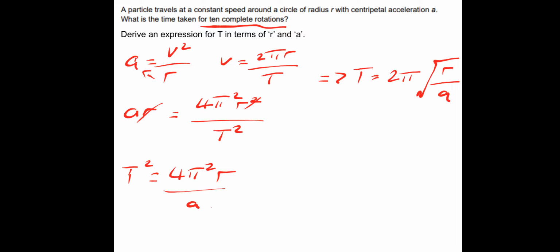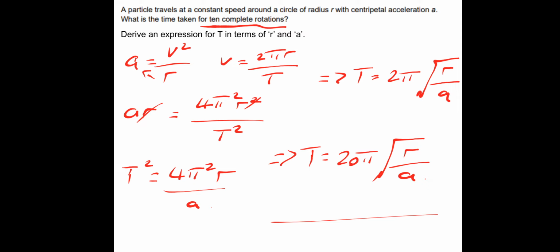And then, as I said, we need to do it for 10 complete rotations. So the final answer will be the time period is equal to, we need to times by 10, so 20 pi root r over a. Pretty challenging. Hopefully that went okay. Let's do one more.